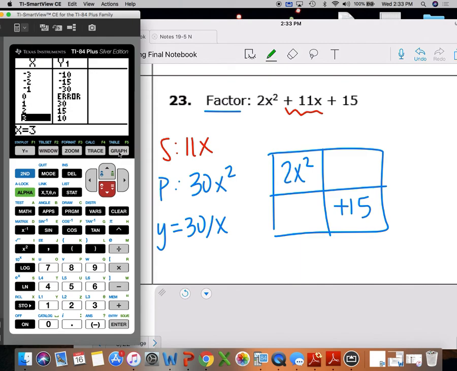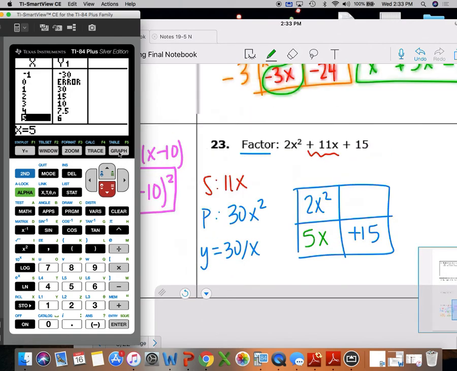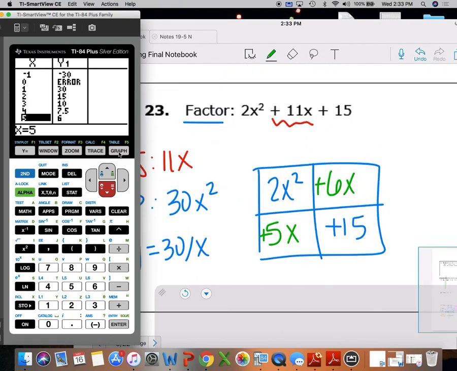2 plus 15 is not 11. 3 plus 10 is not 11. 5 plus 6 would be 11. And notice I skipped 4 because it had a decimal. So 5x and 6x would give me 11. And those are both positives.